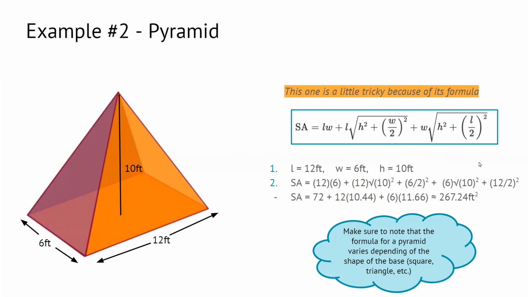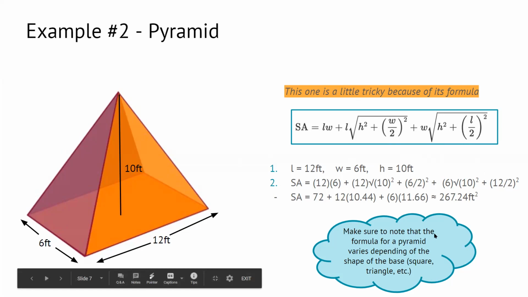So here it is. Also, for different types of pyramids, the surface area would be different. For example, if it's a triangular pyramid and the base was a triangle, the formula would be different.